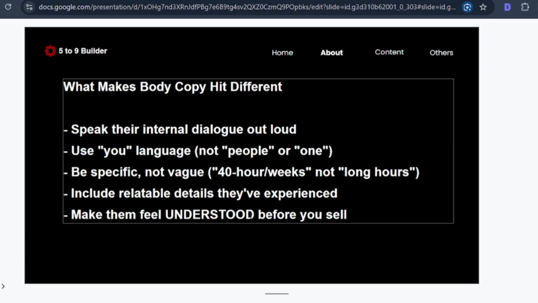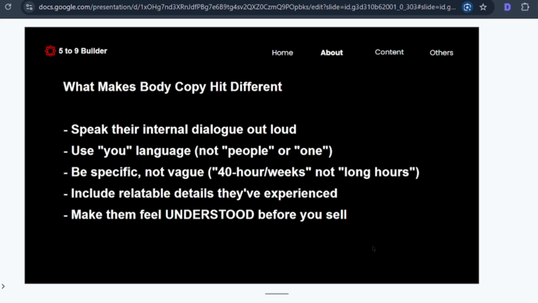Okay, include relatable details, their experience. Like I've told you, you can add stories that are related to them. Make them feel understood before you sell to them. Okay, that is what it means.